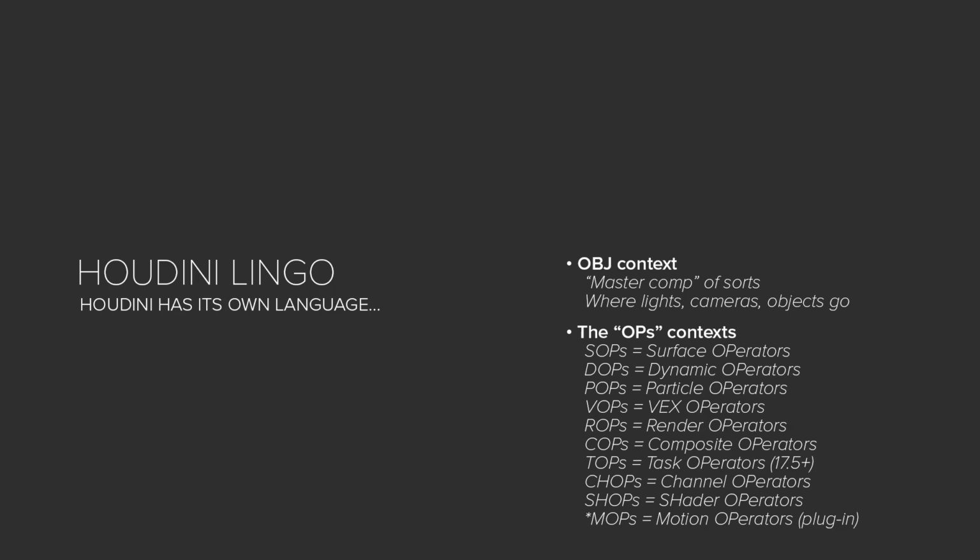SOPs is where you do all of your creating and manipulating of geometry, so modeling tasks and all kinds of things. DOPs is dynamic operators, POPs, particle operators, VOPs, which is VEX operators, and we'll actually be spending a little bit of time in VOPs in this course. And then there's many, many more. There's also MOPs, which are pretty cool. It's motion operators, and it's actually a suite of nodes that you can download as a plugin for Houdini that does all kinds of fun, kind of motion graphics-y things.